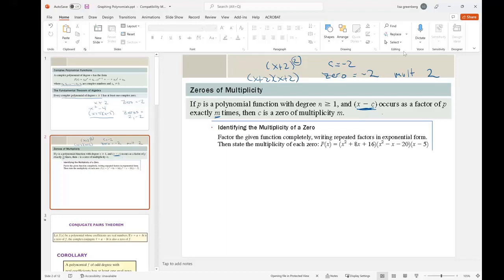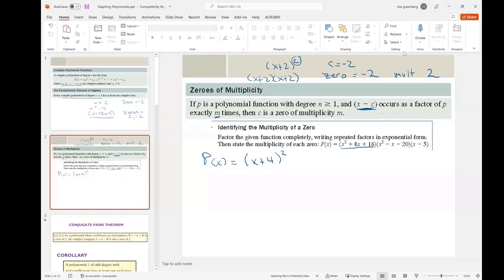Okay, so let's do this problem. Identify the multiplicity of a 0. Factor the given function completely, writing repeated factors in exponential form. Then state the multiplicity of each 0. So let's begin. So we have p of x. And the first thing I want to do is I want to factor x squared plus 8x plus 16. And I can say that's the same as x plus 4 squared. Okay, if you multiply that together, you'll get x squared plus 8x plus 16.